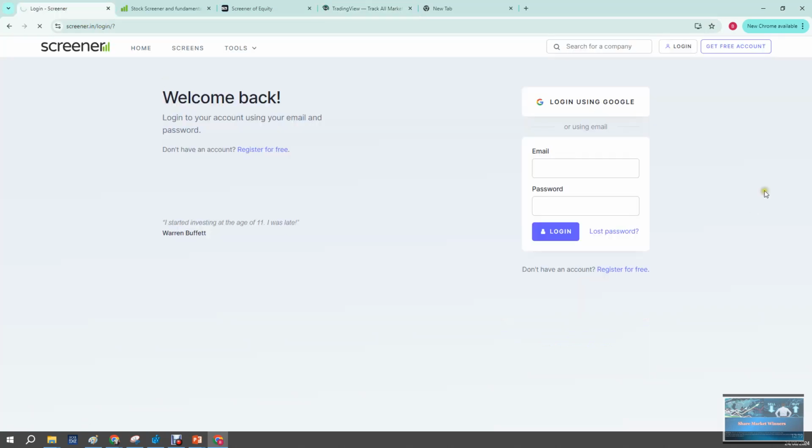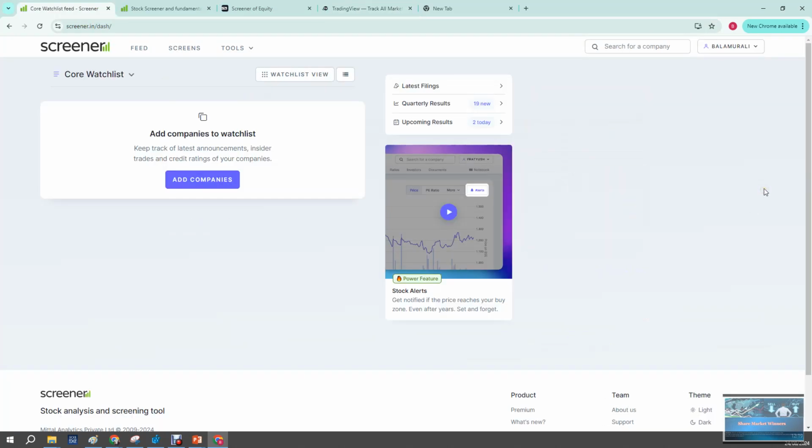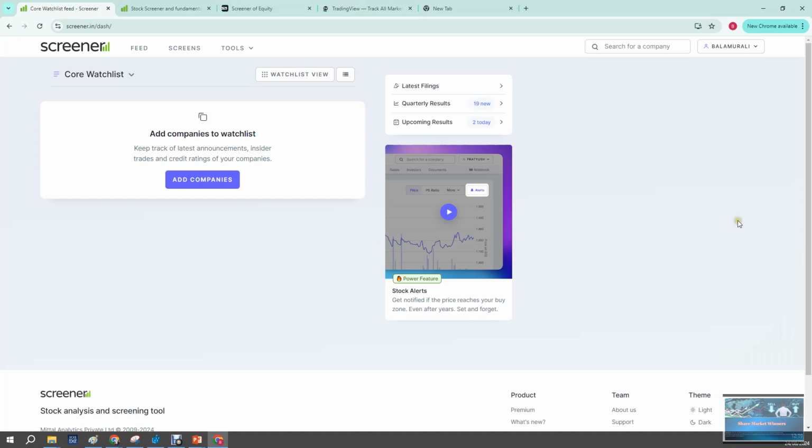I don't know what happened to TradingView. I'm just refreshing to see if it comes up as well. Okay, so still loading. This one, the screener, it gets loaded, right? So it has various features. You can see feeds, screens, and tools.